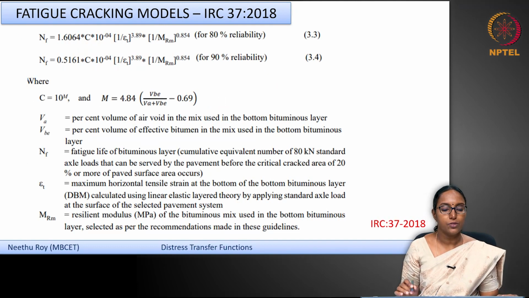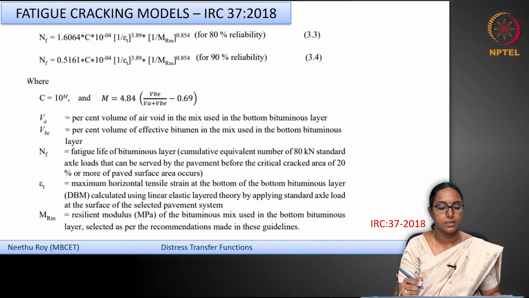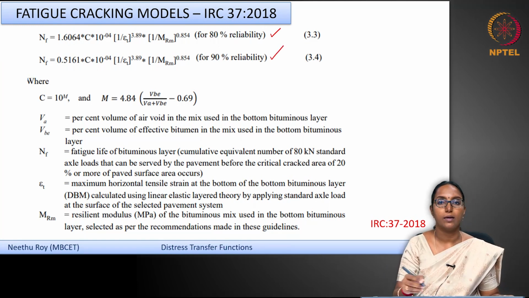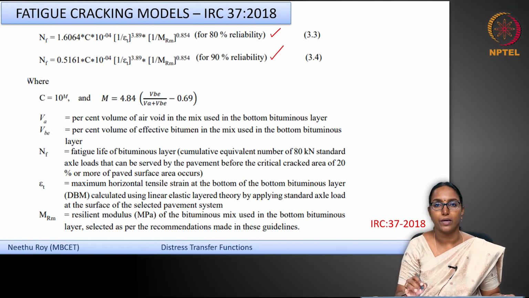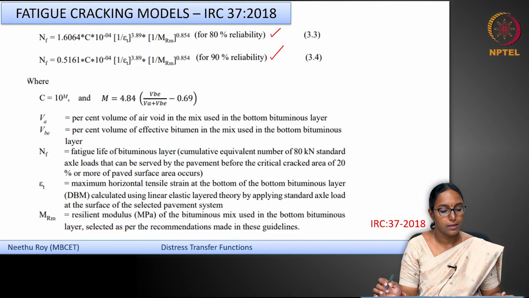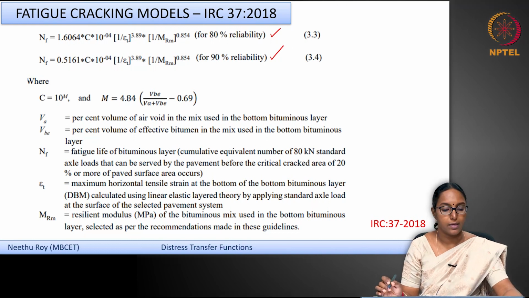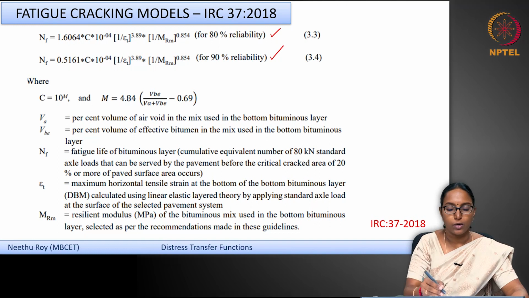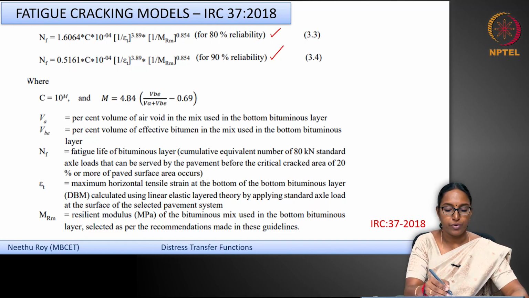As you see here, these are the two distress transfer equations for fatigue, one at 80% reliability, and the other for 90% reliability. What these reliability aspects are will be discussed by Professor Nivita in her lecture in this course. Let us see what the coefficients are in this fatigue equation. NF is given as a coefficient C, into 1 by epsilon t raised to a coefficient, and 1 by MRM raised to a coefficient.